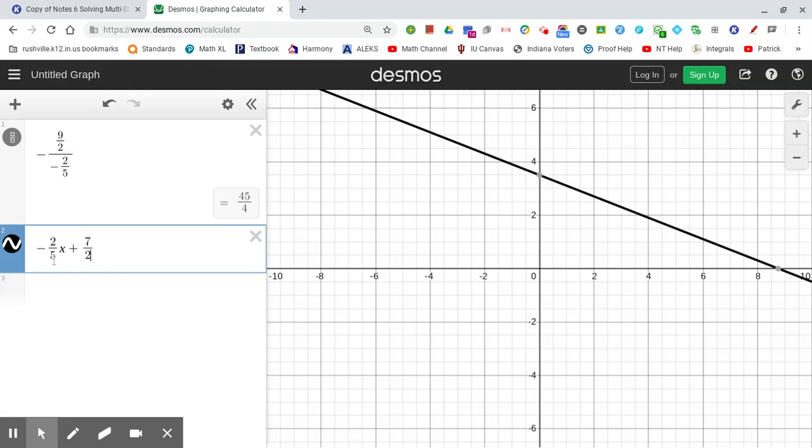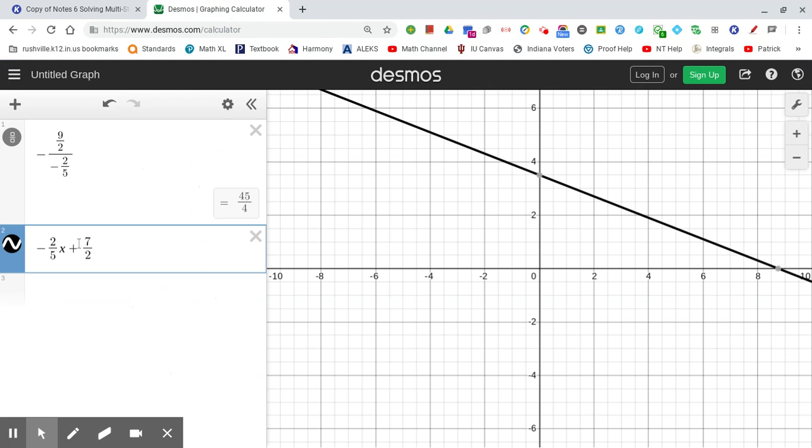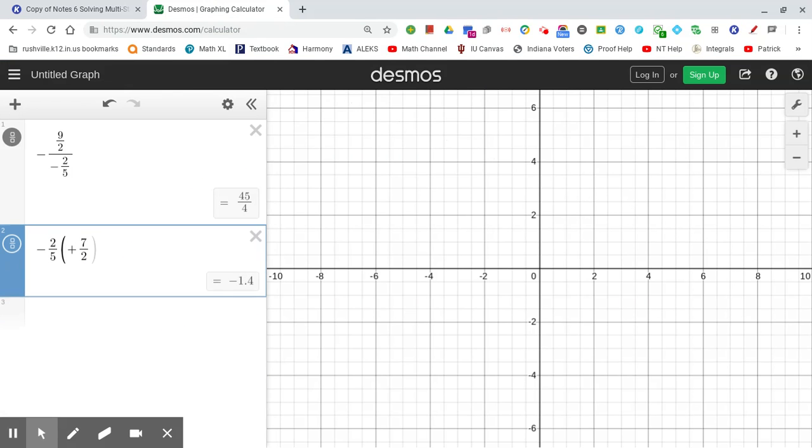Here I'm back to Desmos to check my answer. So it was -2/5x plus 7/2. I'm looking to make sure that when I plug in 45/4, this is going to give me -1. So I'm going to replace x with 45 divided by 4, close parentheses, and that does give me -1.